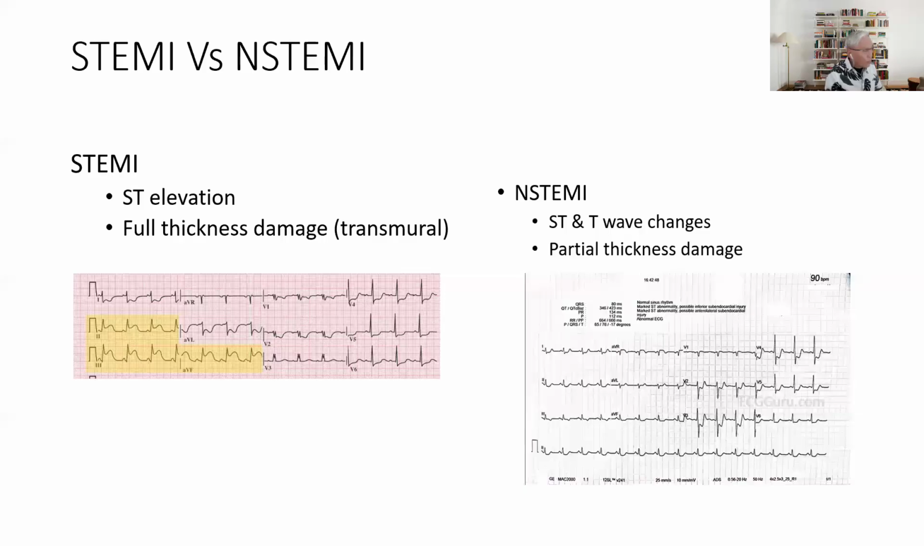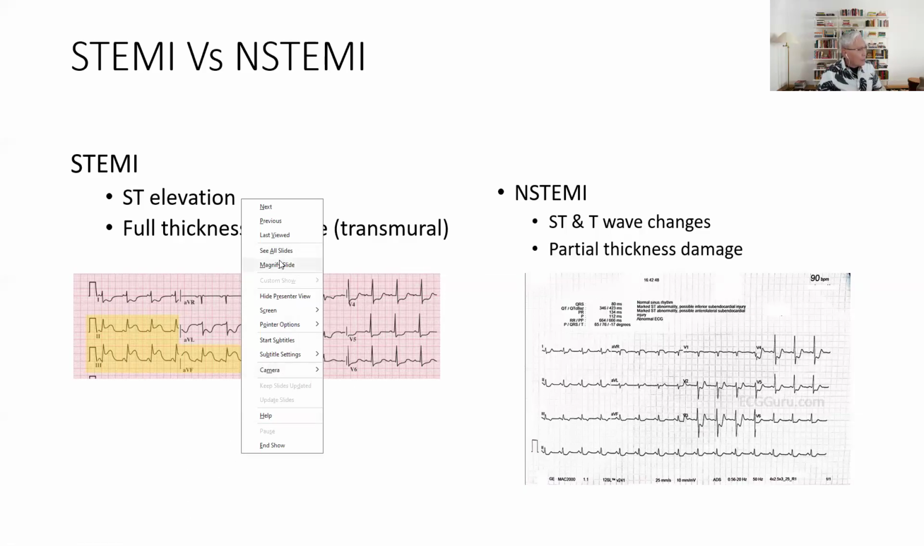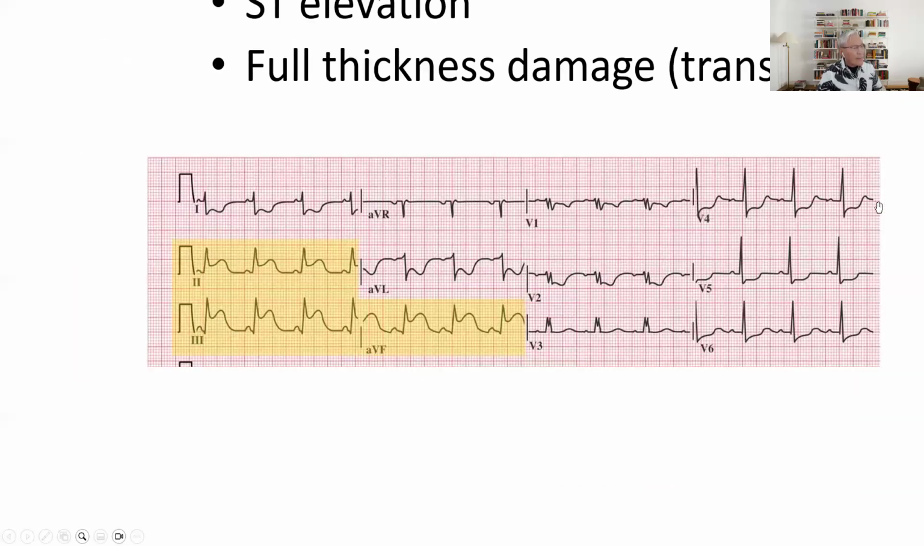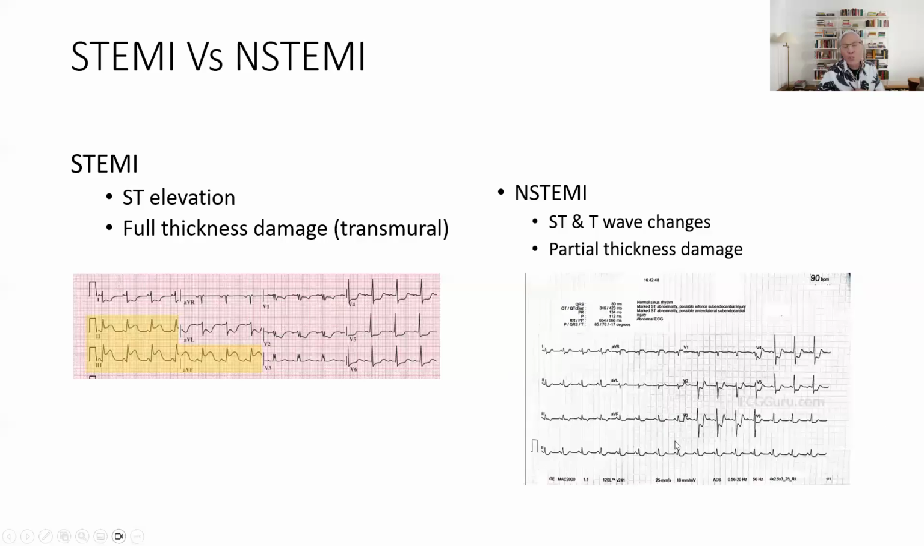All right. So in looking at this STEMI right over here, do you see ST elevations? The ones that are highlighted are ST elevations. And this is an area that is called the inferior portion of the ventricle. So we know that there is ST elevation, and therefore there's going to be a STEMI.